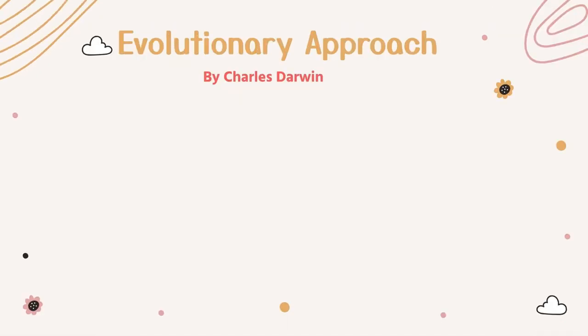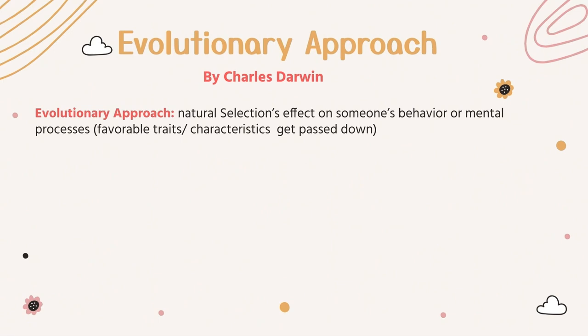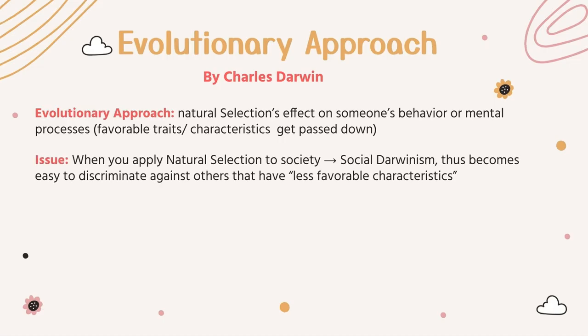So, the evolutionary approach, by Charles Darwin, is natural selection's effect on someone's behavior or mental processes. Basically, favorable traits and characteristics get passed down. The issue is, if you apply natural selection to society, it leads to social Darwinism. Thus, it becomes easy to discriminate against others who have quote-unquote less favorable characteristics.